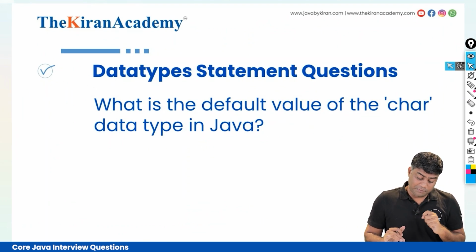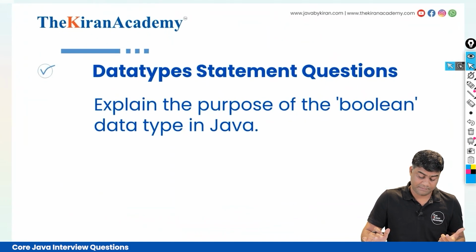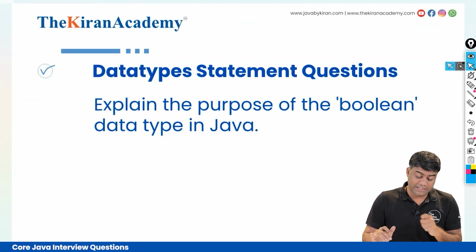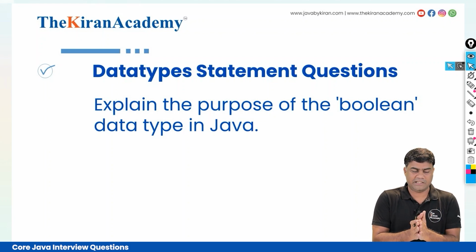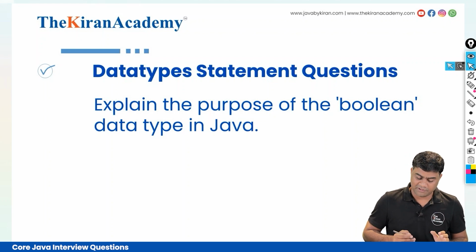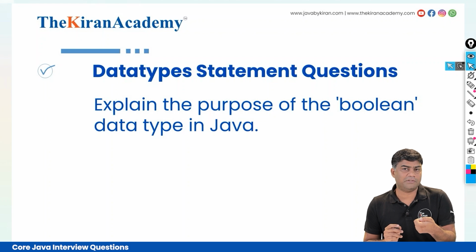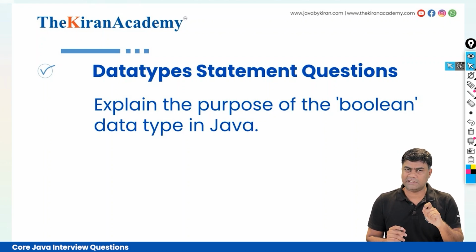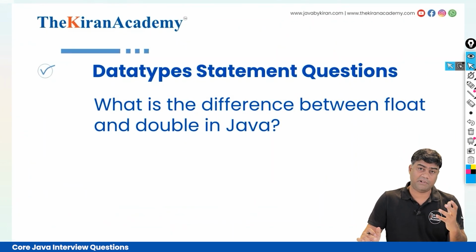What is default value of char data type in Java? It's a space, blank space. Explain the purpose of the boolean data type in Java. Boolean data type means true false. If you are making anything conditional, or if you are putting if condition, then it gives you result true or false. You can define boolean data types like boolean flag. If you don't define any value, then it will be a false. So boolean is just to check yes or no. That's it. By default value is false.